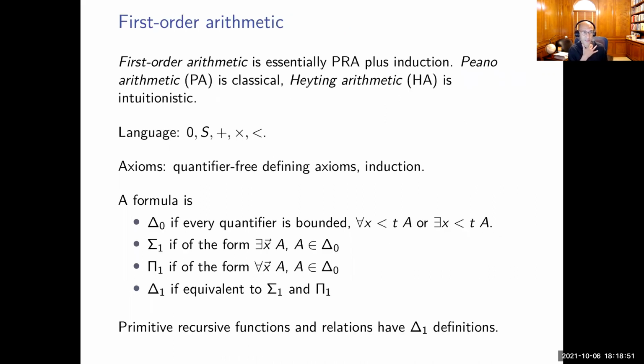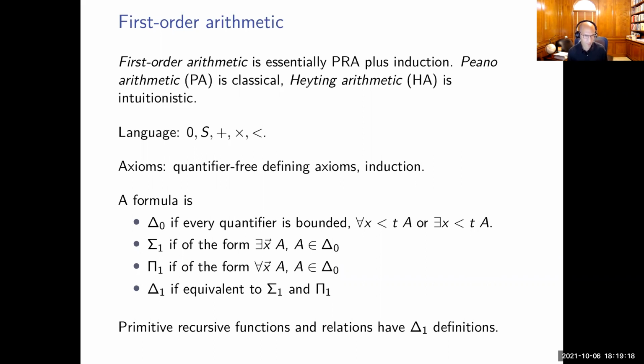So first order arithmetic, the way to think about it is primitive recursive arithmetic plus induction. There's a classical version and an intuitionistic version, and you can interpret the classical version in the intuitionistic version with the double negation translation. Usually, arithmetic is formulated in a much smaller language. But the idea is that in that language, you can define the primitive recursive functions, prove their totality, and reason about them that way.